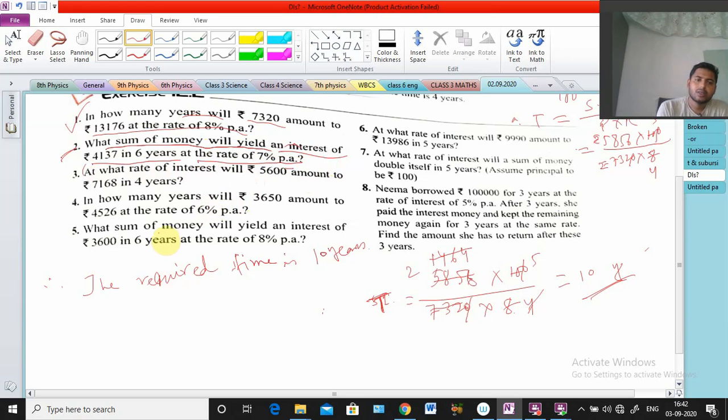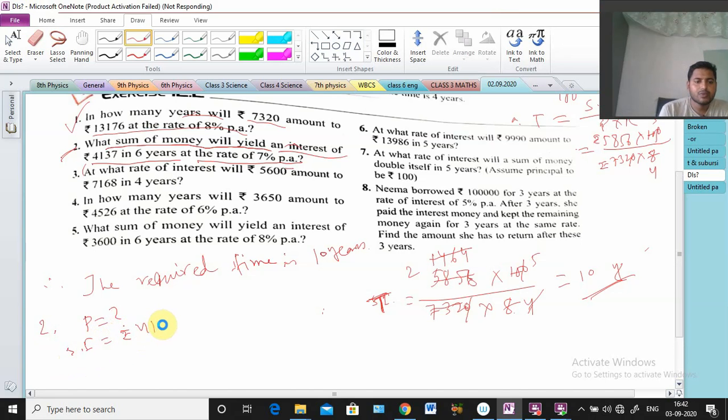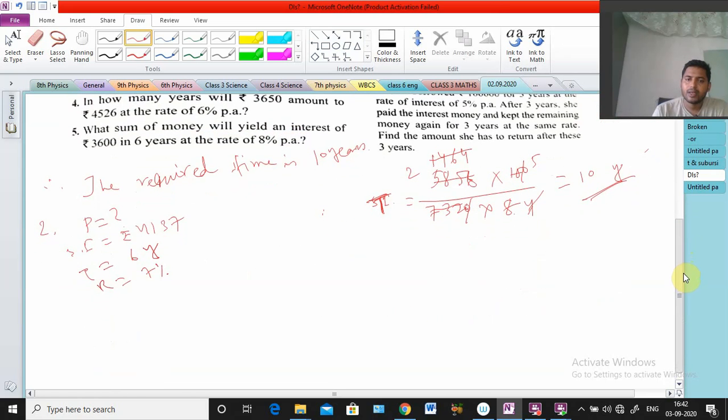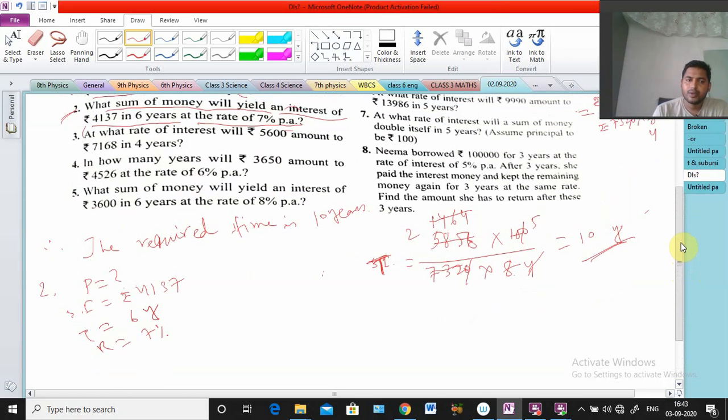Okay, question clear? So what do we find out, sir? What sum of money means principal, we find out P. Interest is given, interest means SI is given. SI, what, sir? Rupees 4137. Time is given, 6 years, and the rate of interest is also given, 7%. Clear or not? Understood?